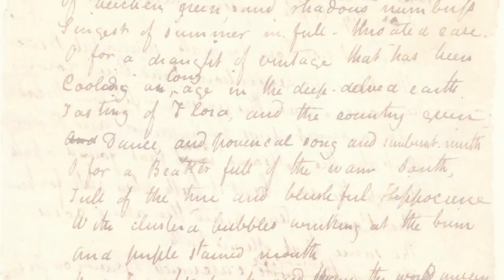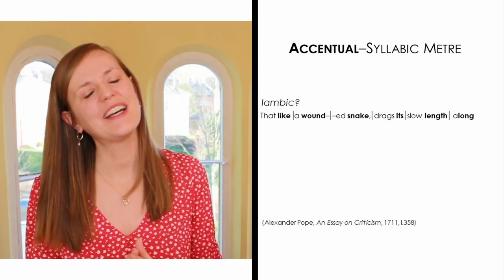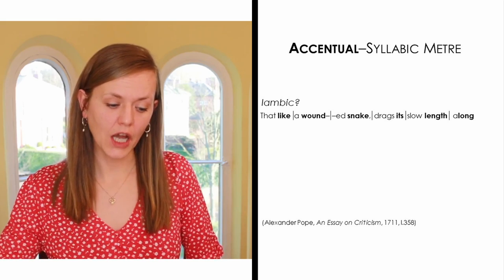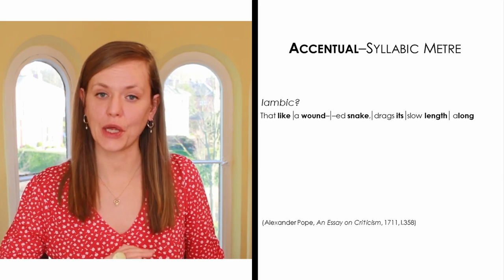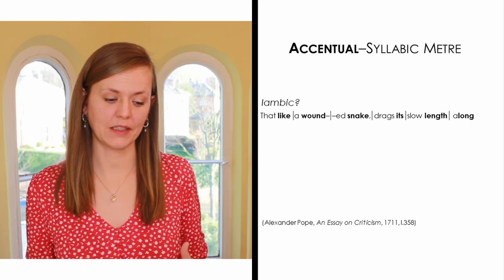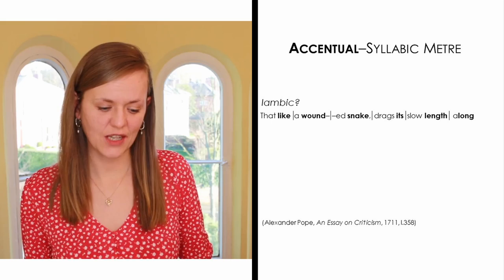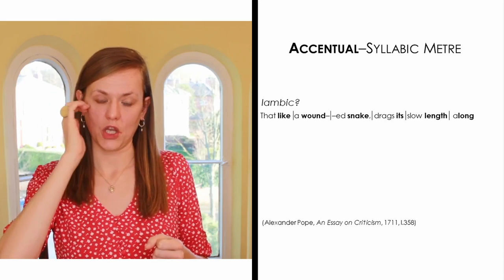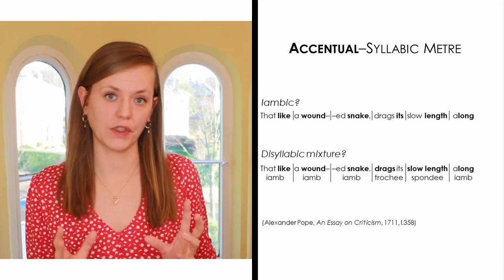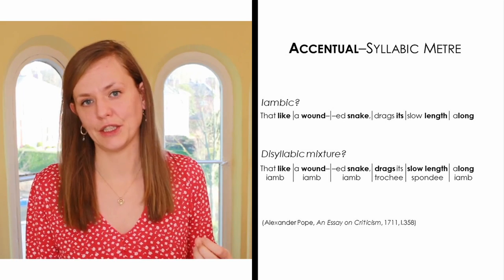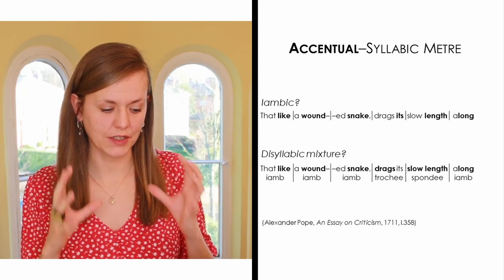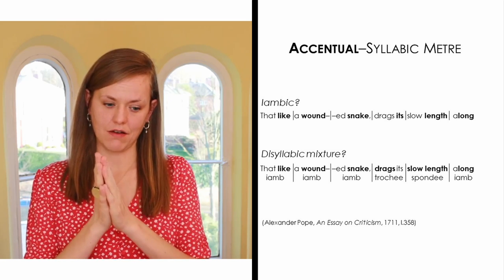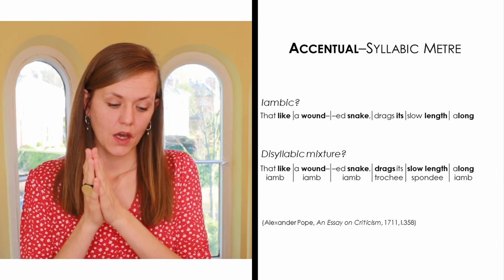Returning again to my beloved Alexander Pope, you can read the example line iambically. So you can read it as: like a wounded snake drags its slow length along. You can read it like that iambically, but it makes more sense, I think, to articulate this line with a mixture of rhythms. That is, different stresses within each metrical foot. So I would read the first half of the line iambically. So this is the part relating to the simile, that like a wounded snake. But the second half of the line, after the caesura, after the pause, I think it changes.